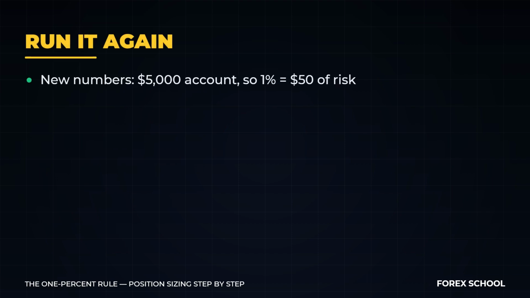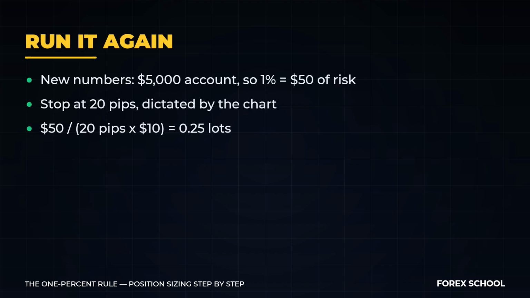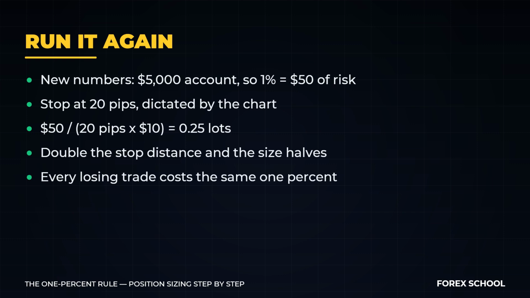Let's run it again with different numbers, because this only becomes yours when you can do it half asleep. New account, $5,000. 1% gives a risk budget of $50. This time the chart puts the stop 20 pips away, and pip value on a standard lot is $10. 50 divided by 20 times 10, 50 over 200, is 0.25, a quarter of a standard lot.